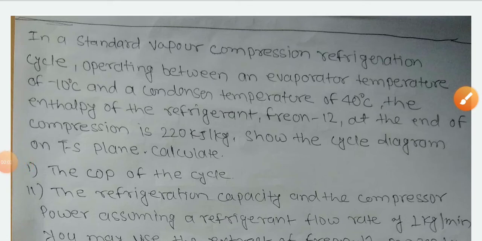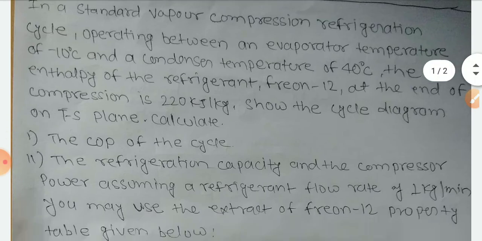Hello friend, today I am going to solve a problem based on the simple vapor compression refrigeration cycle. In a standard vapor compression refrigeration cycle operating between an evaporator temperature of minus 10 degrees Celsius and a condenser temperature of 40 degrees Celsius, the enthalpy of the refrigerant Freon 12 at the end of the compressor is 220 kilojoule per kg. Show the cycle diagram on the TS plane.